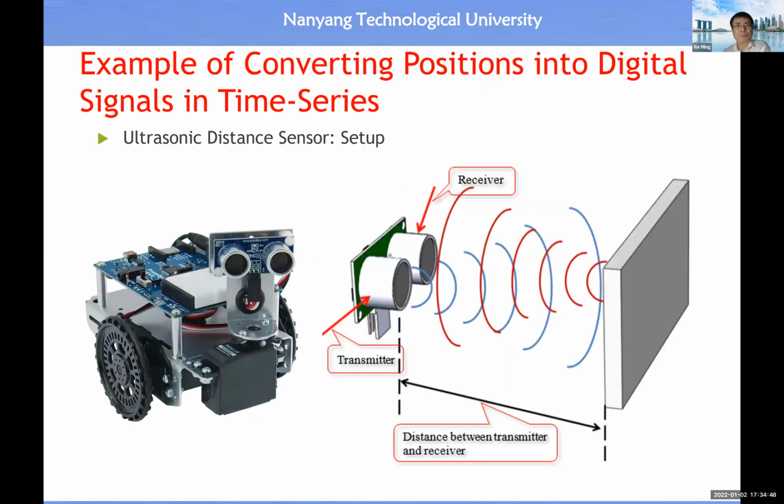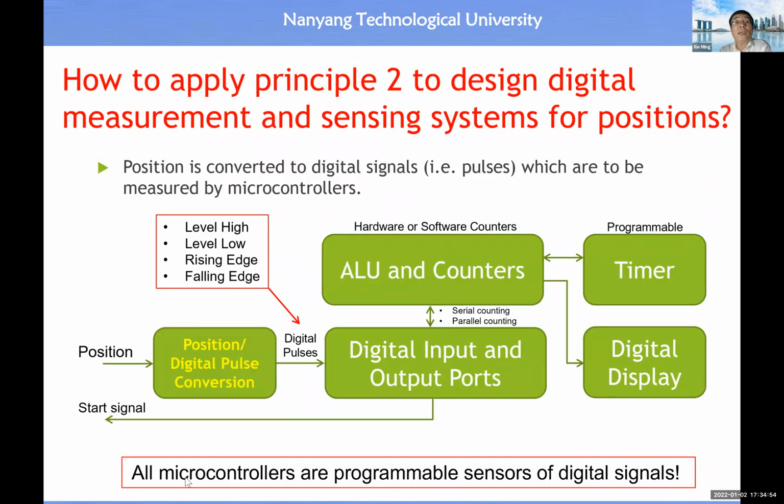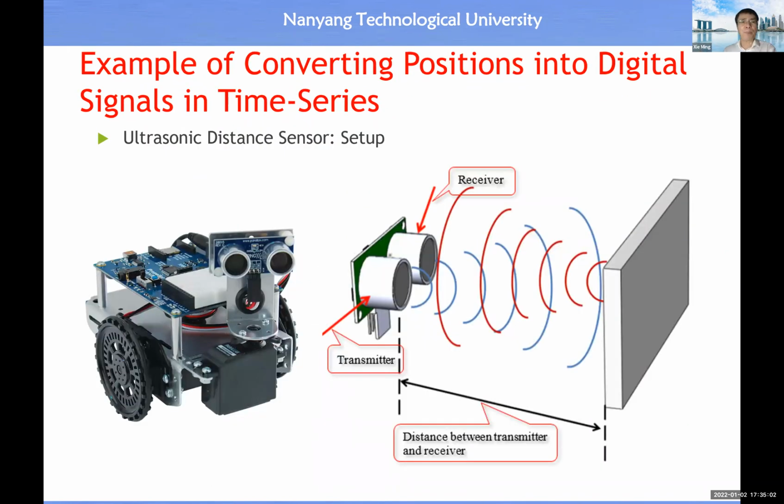All right. Now we focus on this question of how to convert position into digital pulse. Do we have a solution? Okay, the answer is yes. For example, we use an ultrasonic waveform to do the measurement. So we have an emitter, transmitter, receiver. The transmitter just transmits out the ultrasonic waveform. When this waveform hits the target, it will bounce back. Then the receiver will detect the reflection of the ultrasonic waveform.